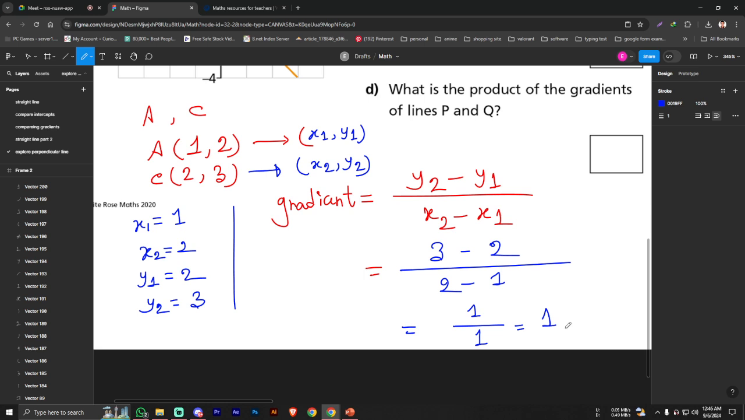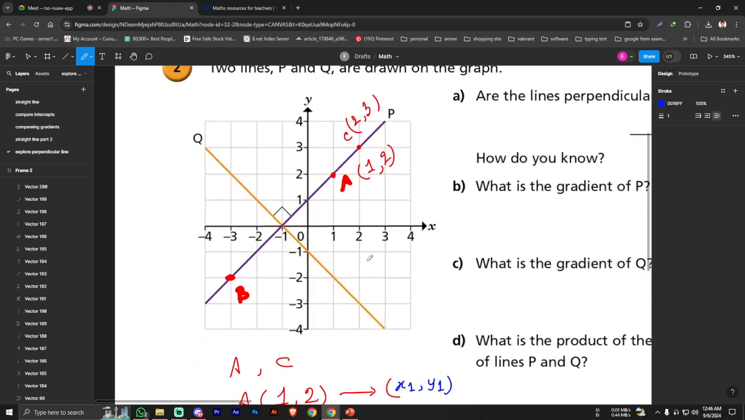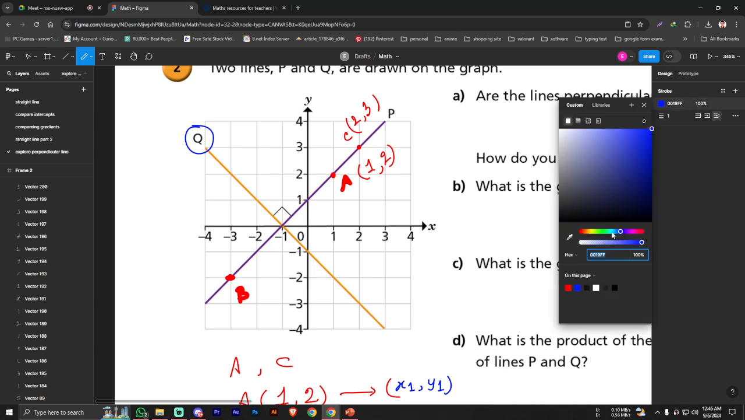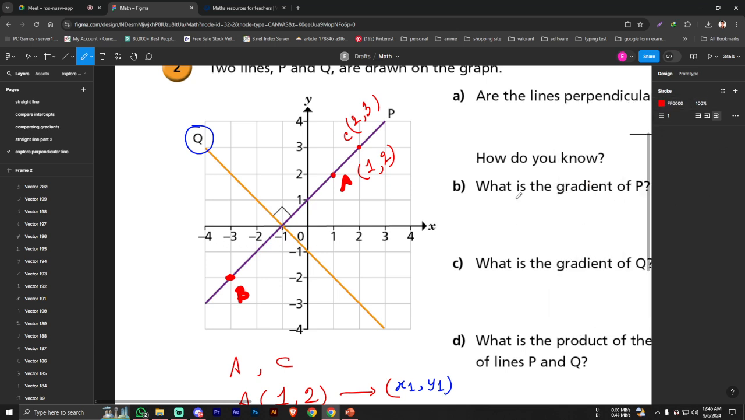Okay, do you understand now? Yes. Okay, can you do it for the Q line, this line here? Just take any two points, and then after that, you know the formula, just put them there and find the gradient.